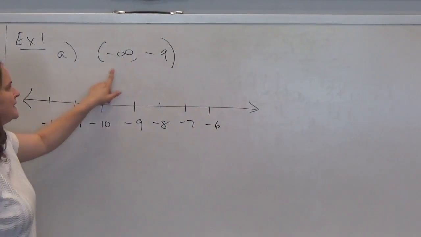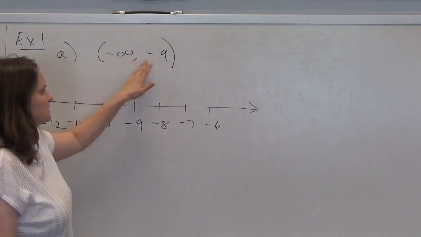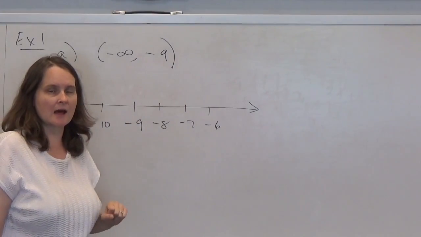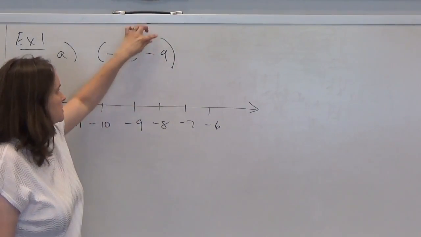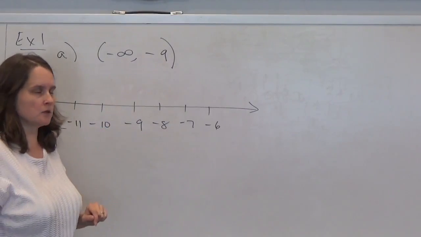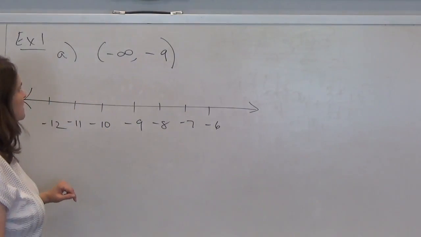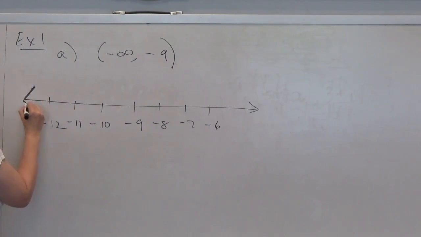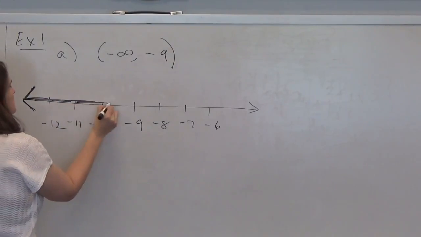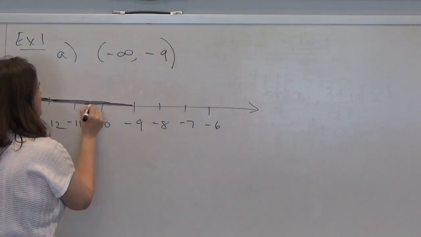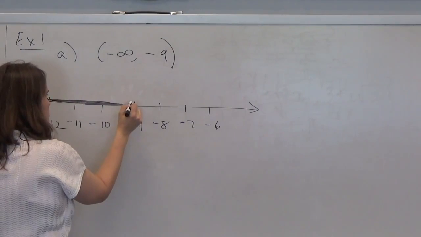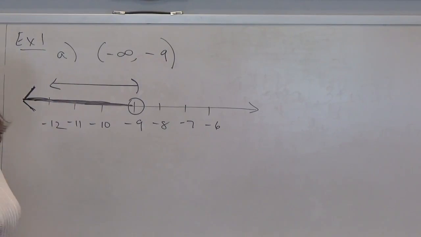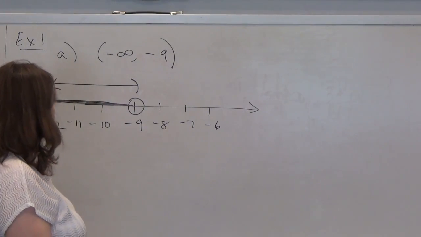Okay, how do we read this interval? This is -infinity to -9. And I'll ask you, does this include the -9? No, it does not, because it's got the round parentheses. That's like having the open circle. So we want to shade everything from -infinity to -9 on the number line. When we come to -9, you can use either the open circle or you can use the round parentheses. I'm going to do it both ways because I think it's helpful to see it both ways.